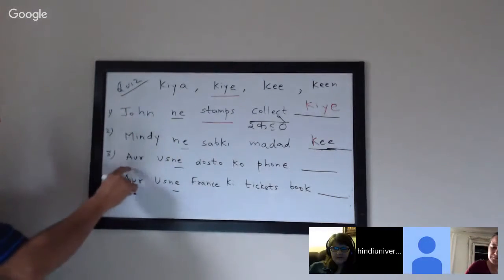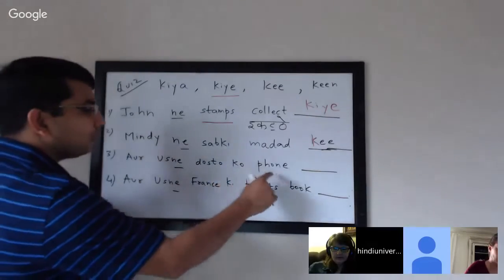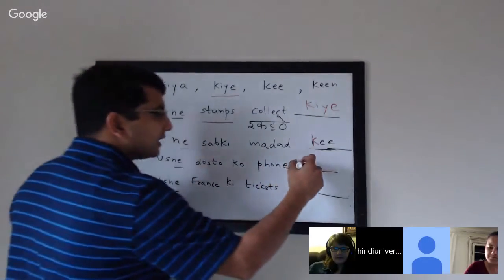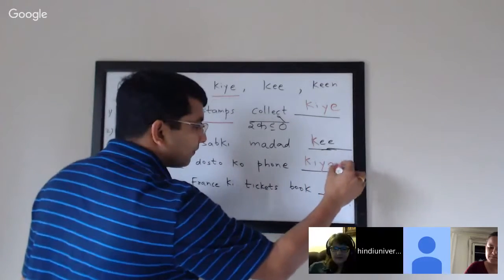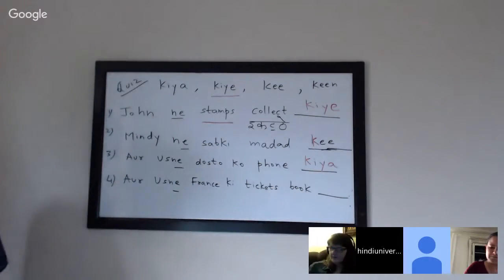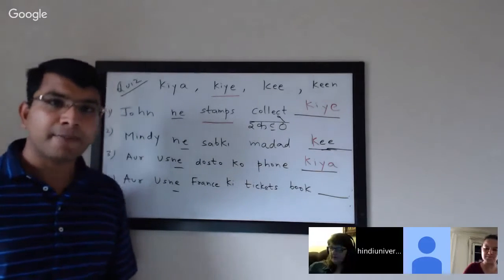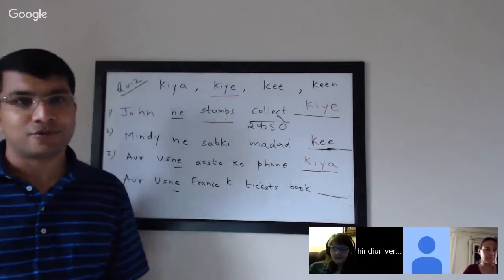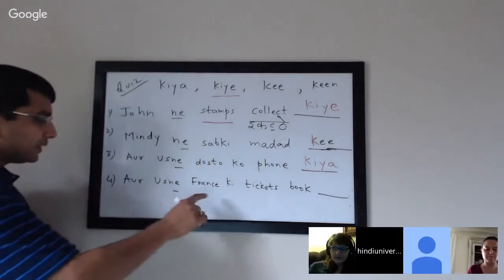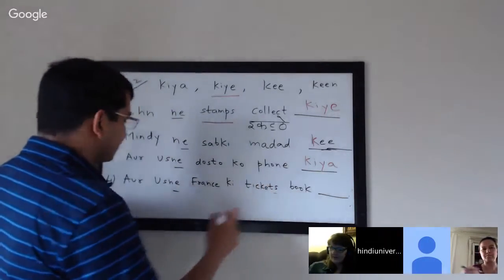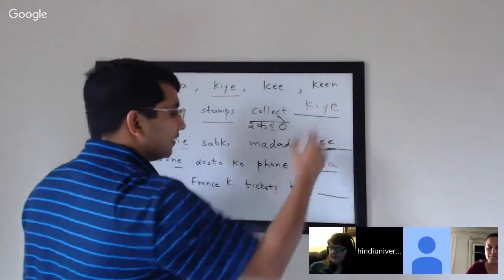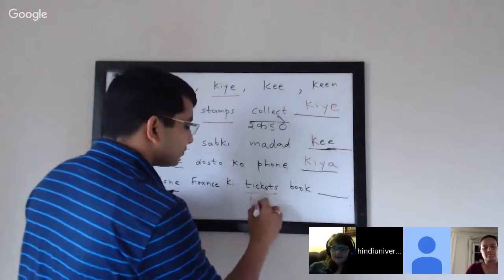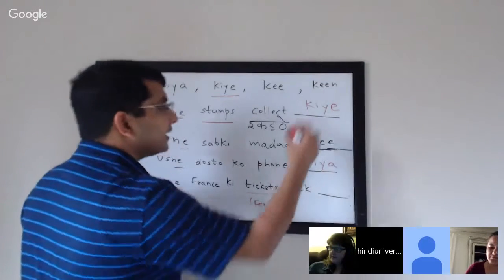Next one is और उसने दोस्तों को फोन. Phone is basically nothing but considered masculine singular. फोन किया. मैंने आपको फोन किया, मैंने उसको फोन किया, मैंने मम्मी पापा को फोन किया. The next one, you can tell it's plural tickets. और उसने फ्रांस की tickets book, and then you will say tickets is feminine, right? So you will say tickets book he.